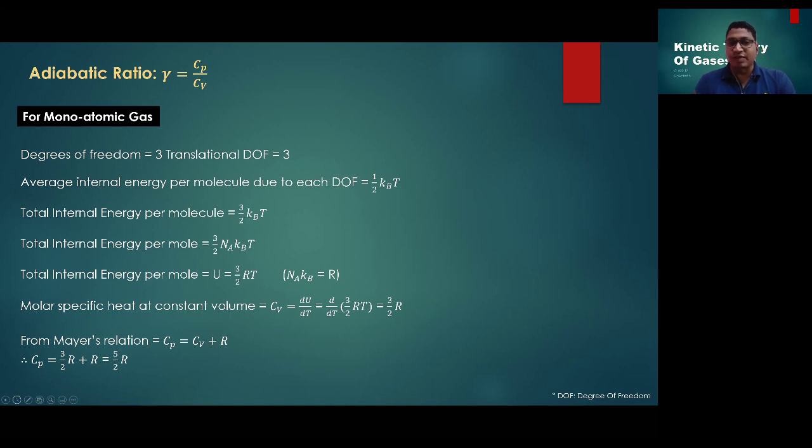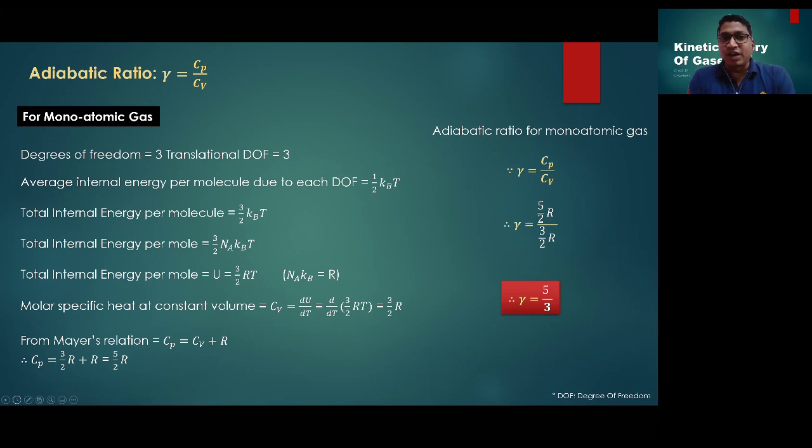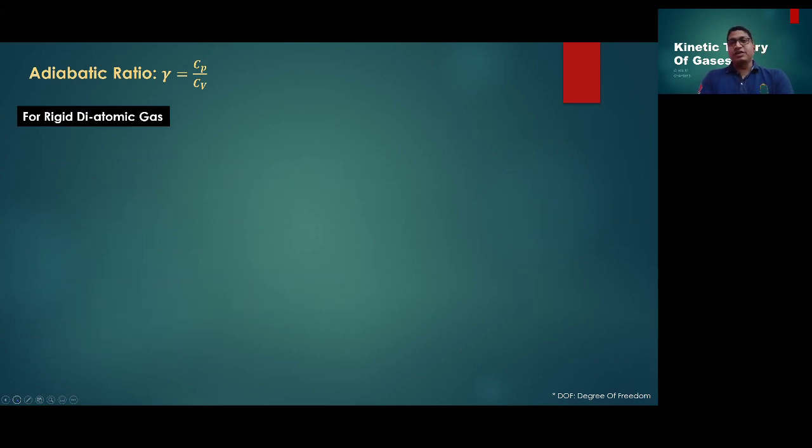Next, very simple, we got the value of Cv and Cp. Now we have to calculate the adiabatic ratio, and so the adiabatic ratio for the monoatomic gas is going to be Cp by Cv. Substitute the value of Cp as 5 by 2 R and Cv as 3 by 2 R. We will have the value of gamma, which is the adiabatic ratio for the monoatomic gas, that will be 5 by 3. So in this way we calculate the adiabatic ratio for any gases. So 5 by 3 is the value for the monoatomic gas. Clear? Now next one for the rigid diatomic.